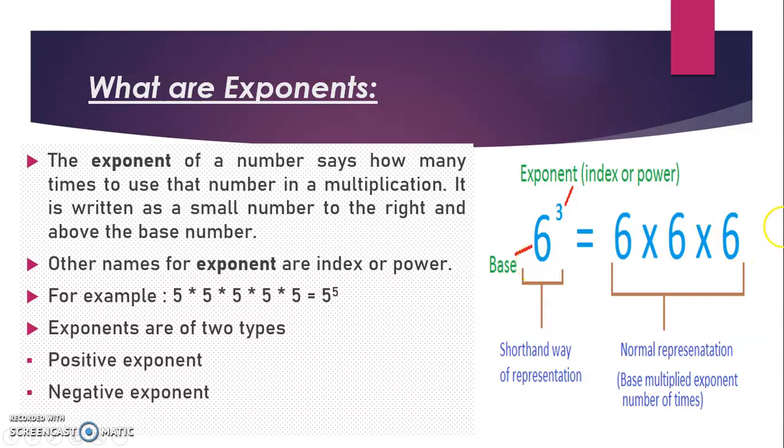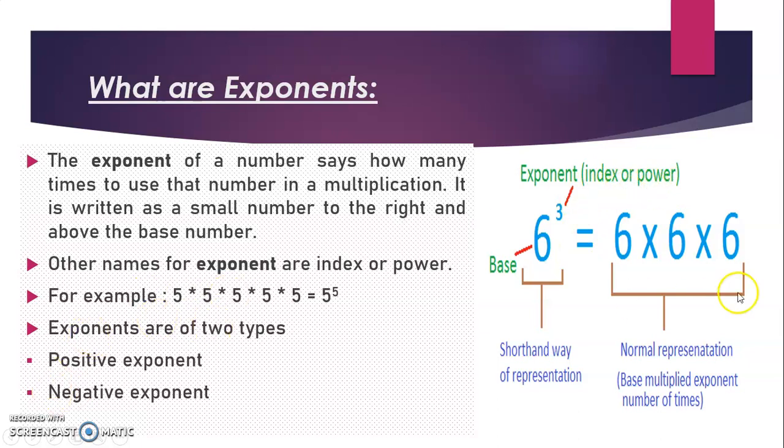Okay, this is the system of writing numbers in the exponential form. It is written as a small number to the right and above the base. So you can see that this number, the exponent, is written just above the base on the right hand side. The other names for the exponent are index or power.